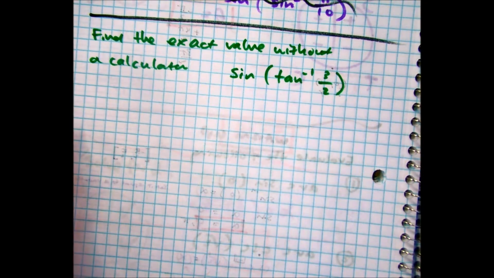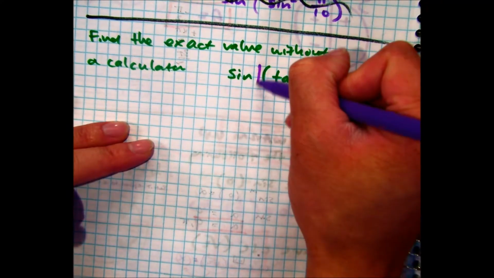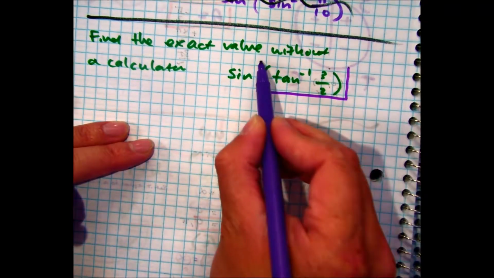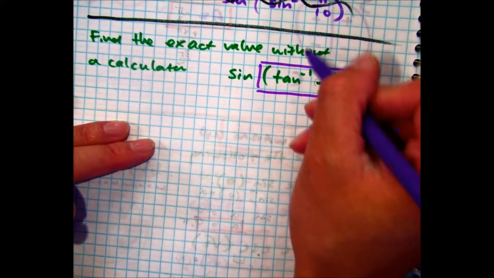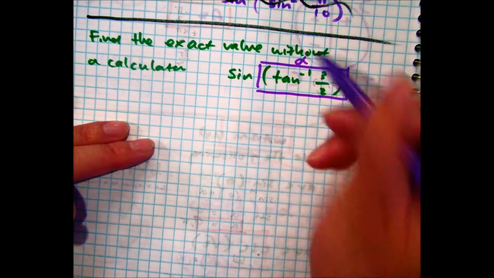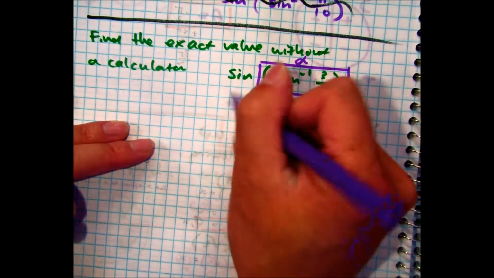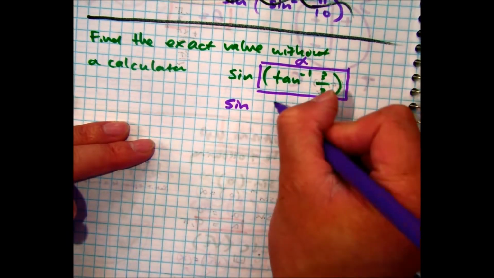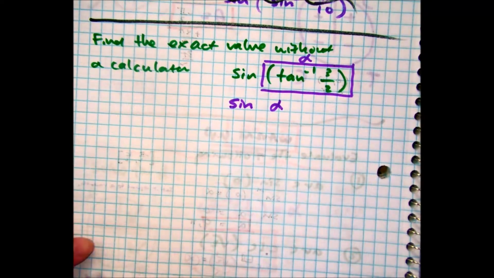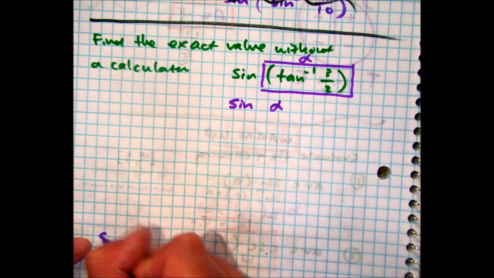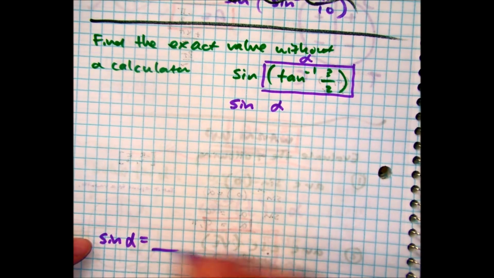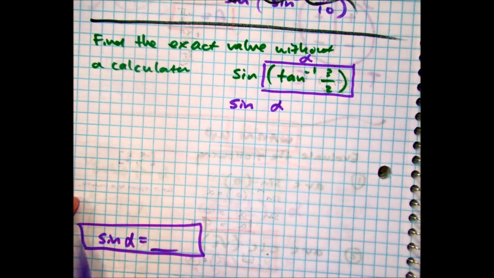So the first thing we're going to do is take this second part here, and I'm going to set that equal to alpha. So basically what I need to do is just find sine of alpha. So at the very end, somewhere at the bottom of my paper, I'm just going to write sine of alpha equals. That's my answer. That's what we're trying to find.